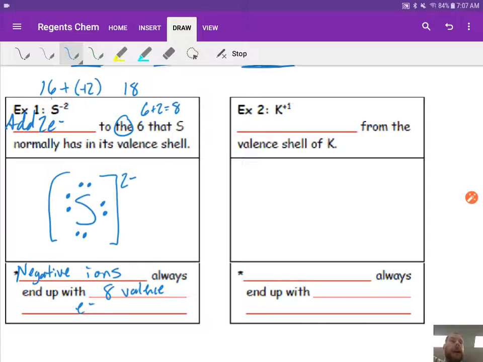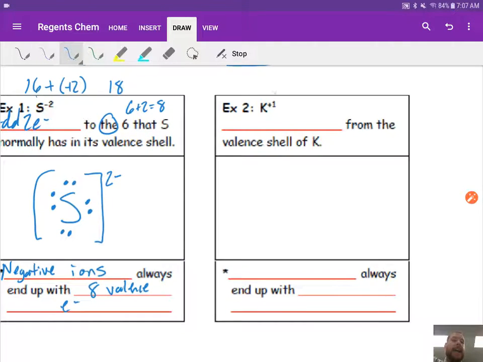Now, this one, potassium, okay, it's +1. Remember, a +1 means that we subtract it. So again, if we look at potassium, normally has 19 minus 1. Oh, now it has 8 valence electrons. Or if you think about valence electrons only, it had 1 valence electron as a neutral atom. Subtract out that charge. Now we have 0 valence electrons.